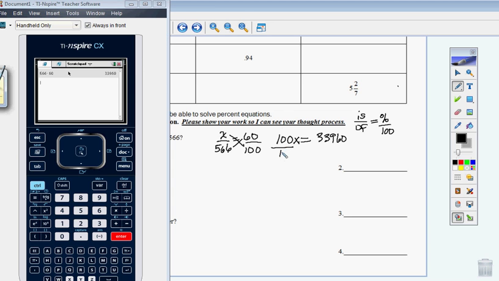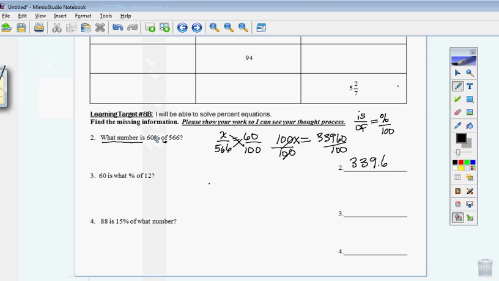And then we're going to divide that by 100 on both sides. That's really just going to move the decimal place over. You can fire it in your calculator, but it's 339.6, which makes sense because we're looking for 60% of a very large number. So that's going to be also a large number, but smaller than 566. All right, next one now.